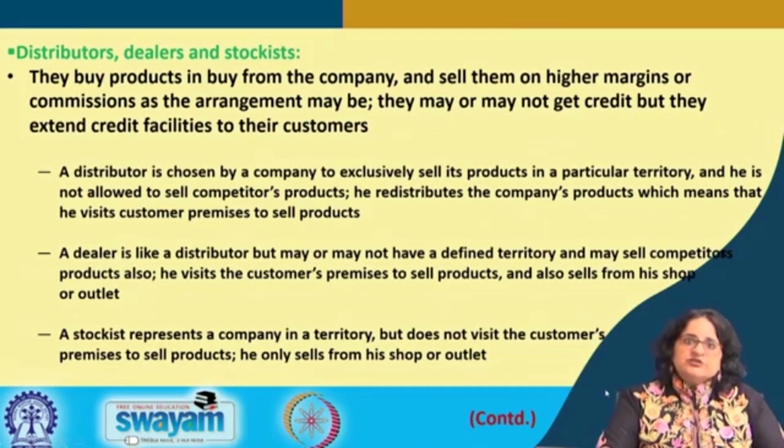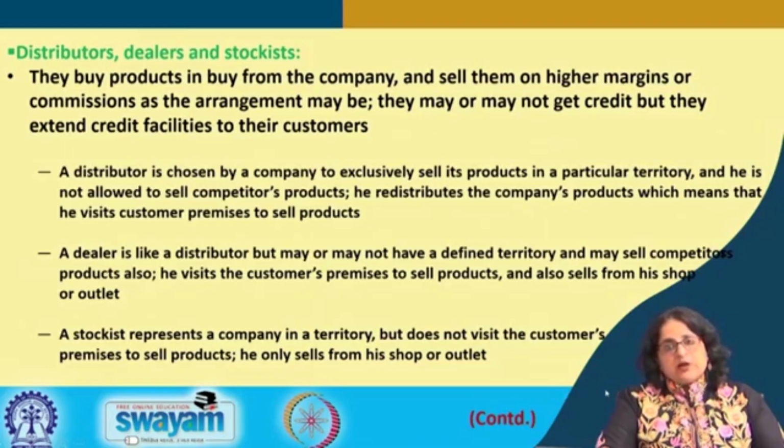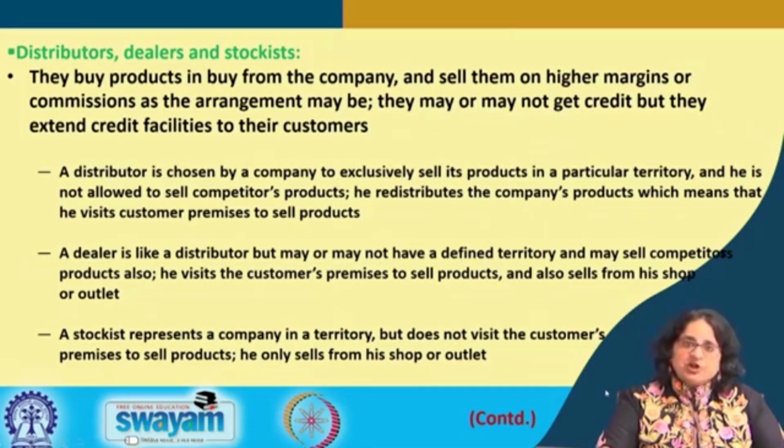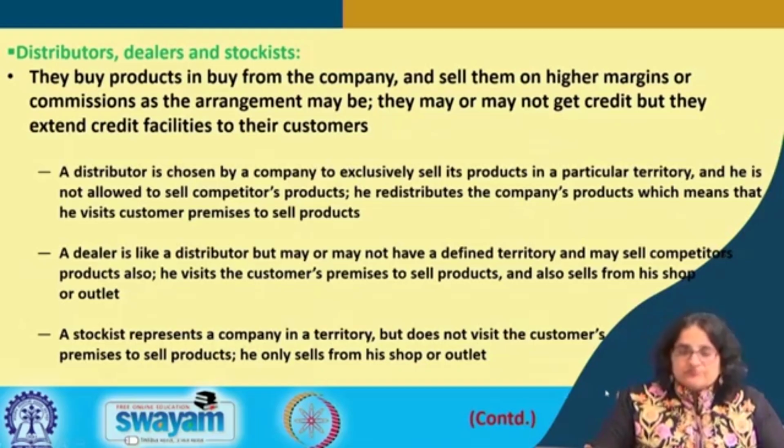The difference lies in that a distributor will only and only sell a company's products, and he will also visit the customer's premises to sell those goods. On the other hand, a stockist will sell the company's product in a territory, but he will not visit the customer's premises to sell. He will only sell from his shop. But a dealer is one who will not only sell from his shop, but will also visit the customer's premises to sell products. And unlike a distributor, he is allowed to sell the competitor's products also. A distributor will not be allowed to sell the competitor's products, but a dealer may also sell competitor products.